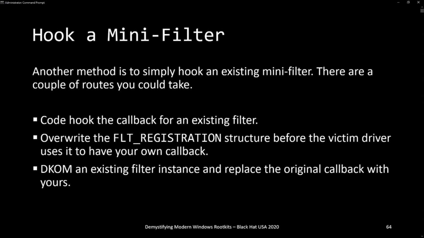So another method is to just simply hook an existing mini filter. And there's a couple of routes you can take. You can code hook an existing callback, or you can overwrite the FLT registration structure that is used in the call to FltRegisterFilter before that function is actually called. Or you can decom an existing filter instance and replace the original callback with yours.